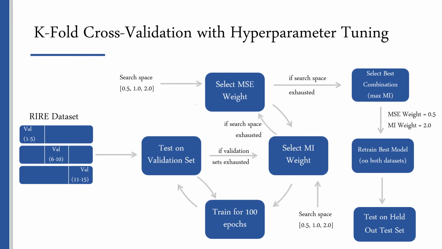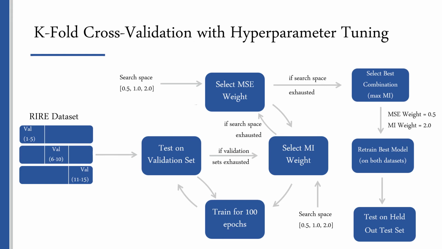We perform threefold cross-validation and hyperparameter tuning to select the best model. The hyperparameters we tune are the weights of the mean-squared error and mutual information losses. We perform cross-validation only on the RIRE dataset due to time constraints, since the CERMEP-IDB-MRXFDG database is larger and would take too much time to perform multiple rounds of training. Prior to performing k-fold cross-validation, we split the RIRE dataset into three parts such that for every fold, one of the three parts is used as the validation set and the rest are used for training.